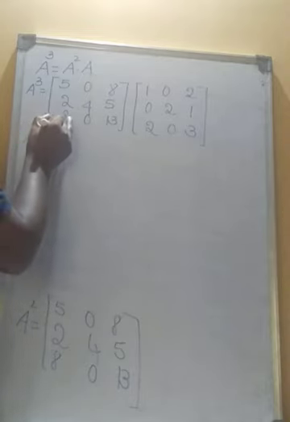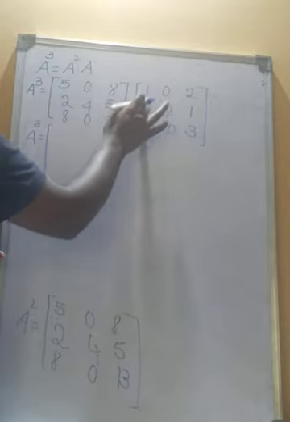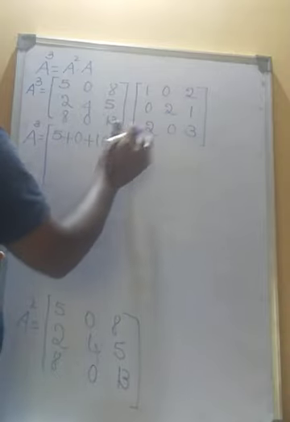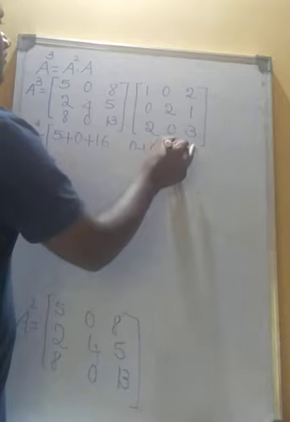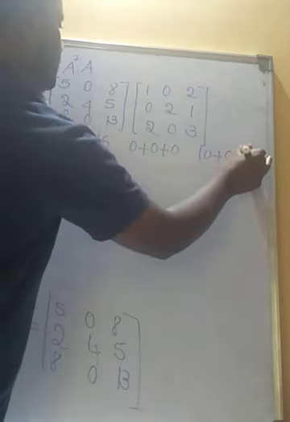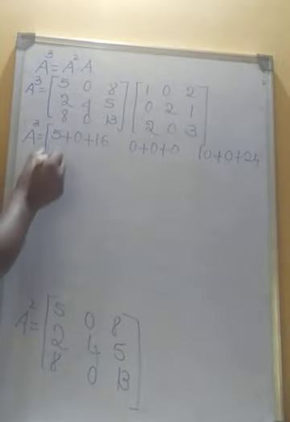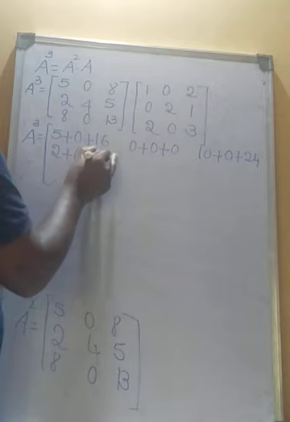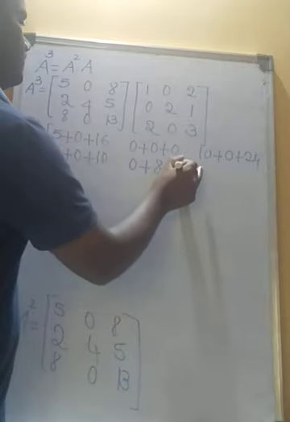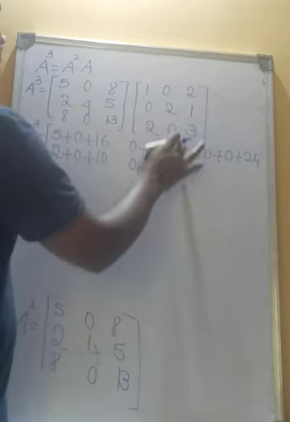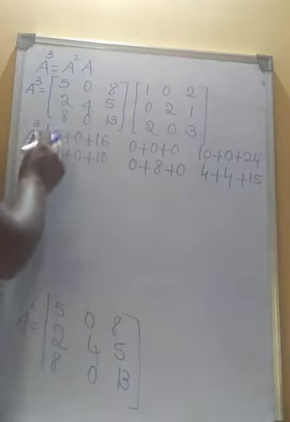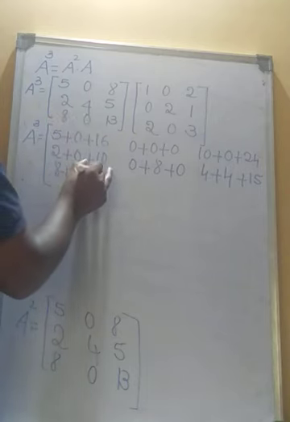So therefore A cube becomes: first row, first column, 5 1s are 5, plus 0, plus 8 2s are 16. First row, second column, 0 plus 0 plus 0. First row, third column, 10 plus 0 1s are 0, plus 8 3s are 24. Second row, first column, 2 1s are 2, plus 0, plus 5 2s are 10. Second row, second column, 0, 4 2s are 8, plus 5 0s are 0. Second row, third column, 4, plus 4 1s are 4, 5 threes are 15.